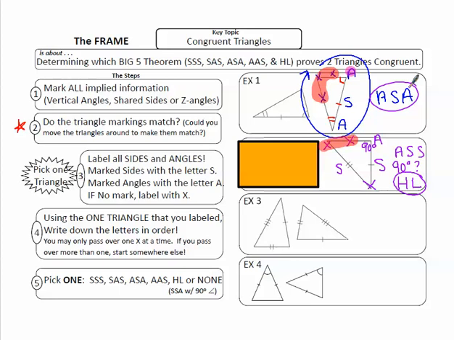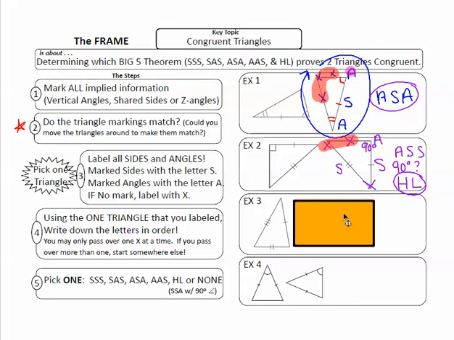So if I look at example 3, are they marked the same? Yes, so I'm going to pick one. This time I'm going to pick the one on the left just because. I'm going to start up here. What is that? Is that going to be an X, A, or S? X. Right here? Over here? Now, what 3 letters do I write down? And that's how those two are congruent.